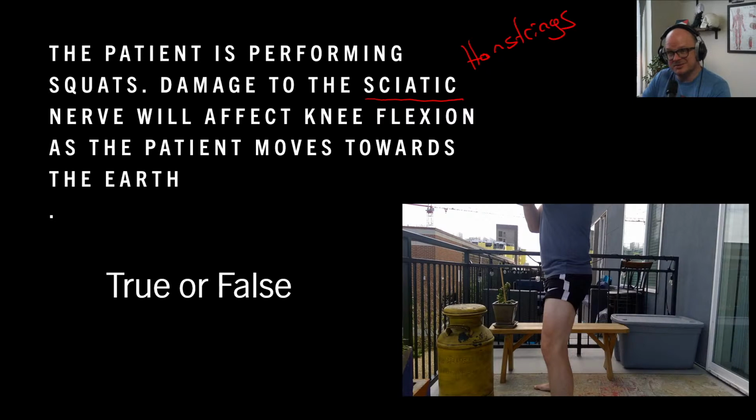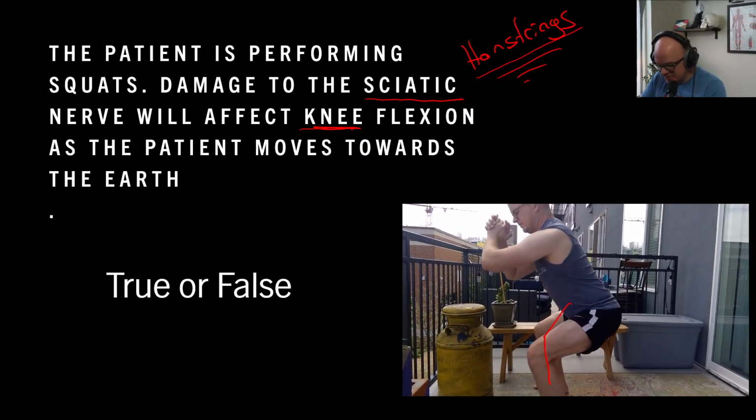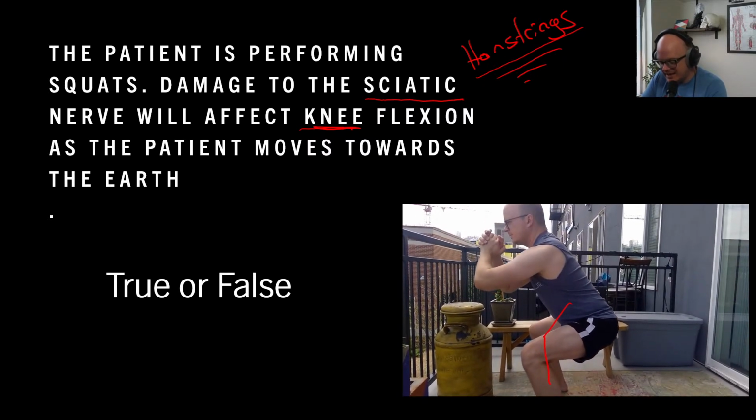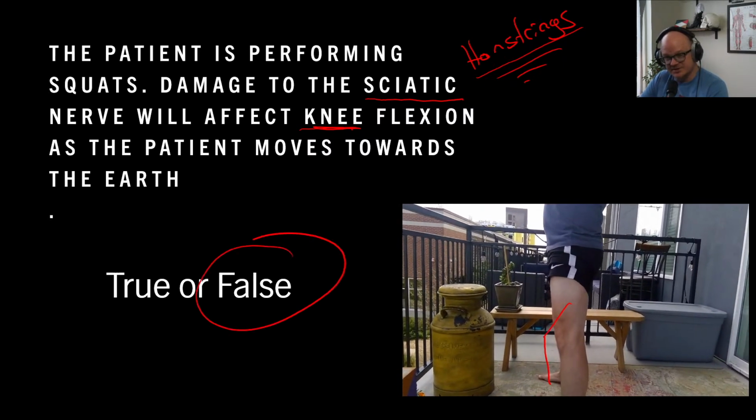And you know what's awesome? Because we've been going through this already, there's a good chance it's going to be false. I have false on my radar, okay? Because we said the hamstrings are not involved at the knee. So, damage to the sciatic nerve will affect knee flexion. Oh, it's not involved in the knee at all. As the patient moves towards the earth. Well, there's some tricks here. As I'm moving towards the earth, my knee is flexing. So that is true. However, the hamstrings are not controlling that motion. Thus, it's false.